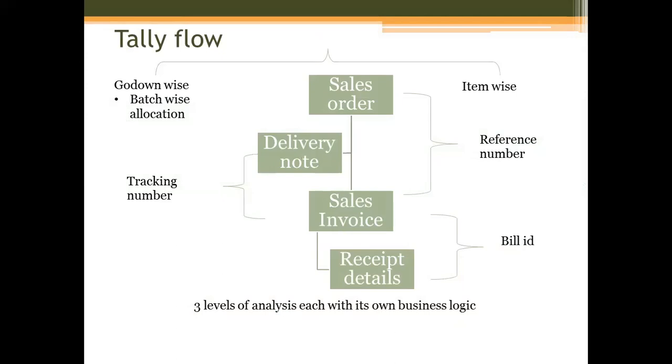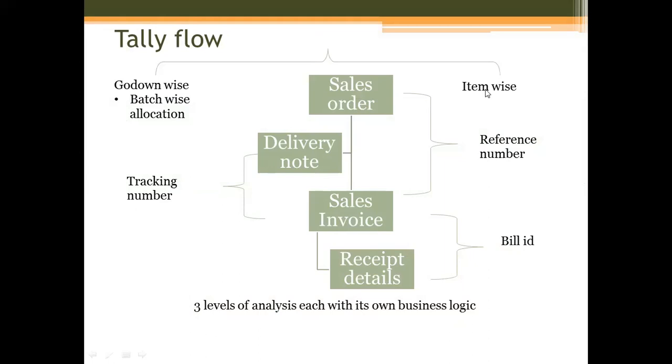Just to give you a brief idea, you first generate a sales order, then you can have either a delivery note or a sales invoice. A delivery note is an invoice entry. A delivery note and a sales invoice are linked with a tracking number, while a sales order and delivery note and sales invoice are linked by a reference number. The sales invoice and the receipt details are linked by the bill ID. So there are multiple levels of joins and hierarchies involved.